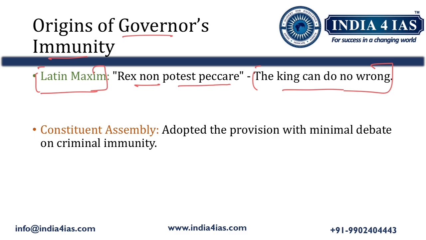The same principle, Rex non potest peccare, was adopted by the Constituent Assembly of India with minimal debate on criminal immunity. It means there was not much debate with respect to this maxim, that is, principle, with respect to the criminal immunity being provided to the governor and president.